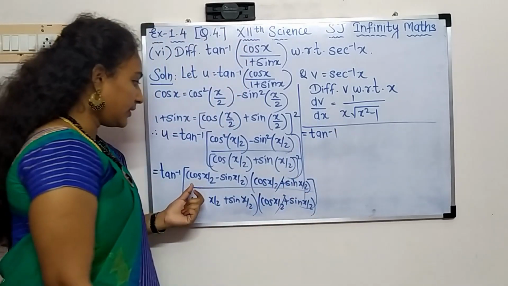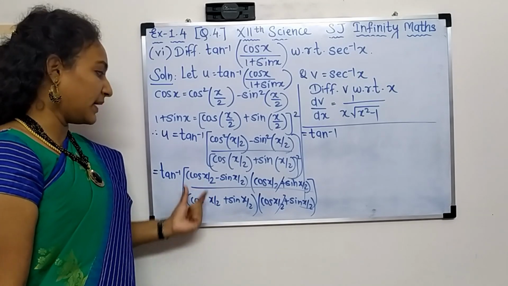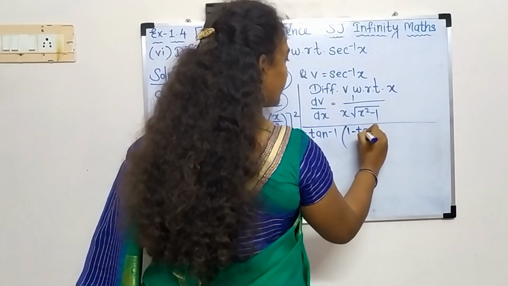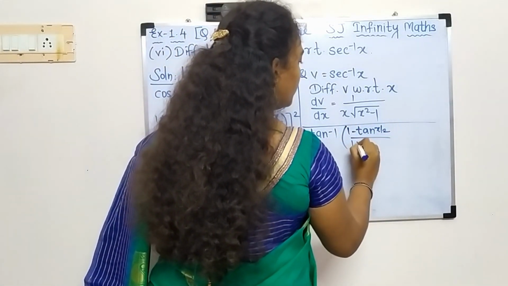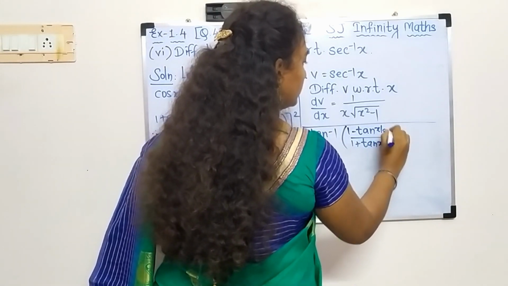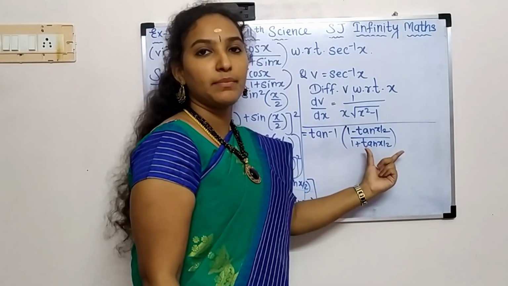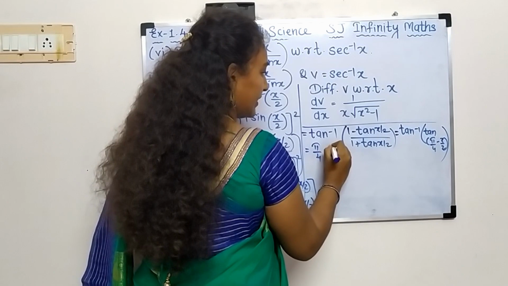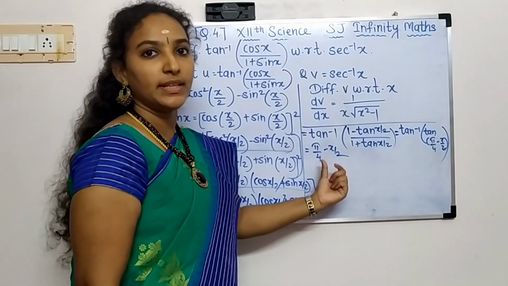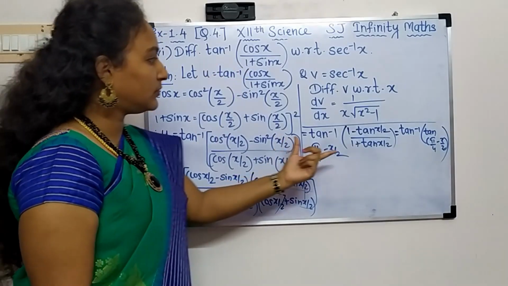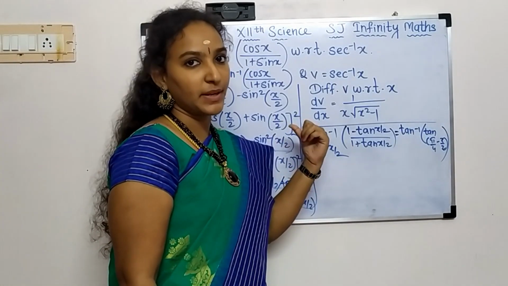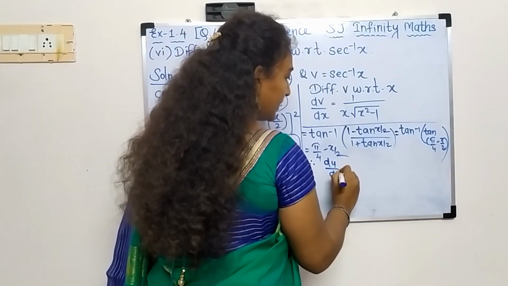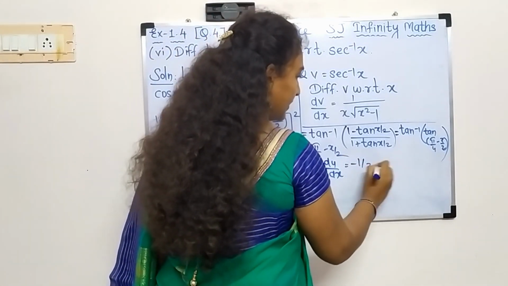And this is equal to tan inverse. Now I am going to divide the numerator and denominator by cos x by 2. So this will become 1 minus tan x by 2 upon 1 plus tan x by 2. And this is nothing but tan pi by 4 minus x by 2. So this will become pi by 4 minus x by 2. Now let us differentiate this with respect to x. Okay. So this type of problems also we have solved in the previous exercises. Therefore, du by dx will be, this is 0 and this is minus 1 by 2.